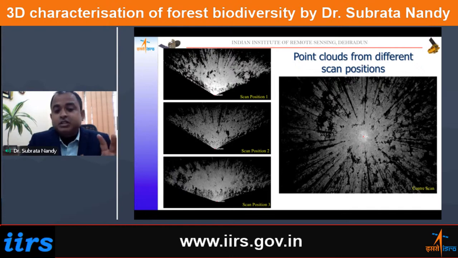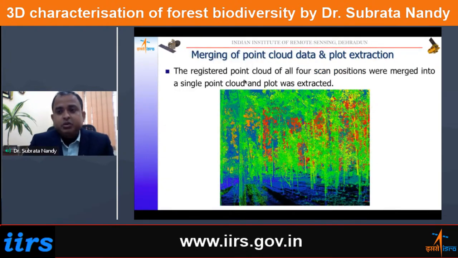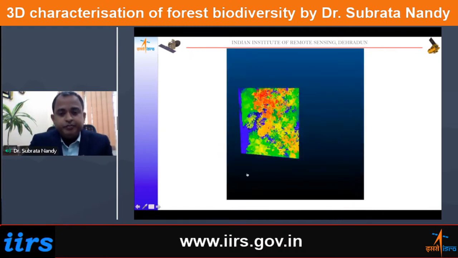Here comes the role of the circular reflectors which I was referring to earlier. These circular reflectors act as tie points. Similarly, when we mosaic optical images, we look for common features in both images, put tie points, and then mosaic. Here, the circular reflectors act as tie points, so that I can merge all these four scans and make a 3D model of the forest. It looks something like this, so that you can get a 3D view of the forest. Now once I move, it will be like this.